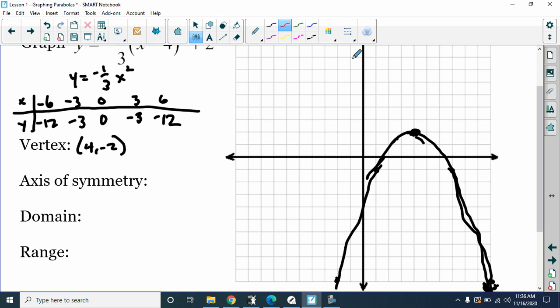If it asks for the axis of symmetry, an axis of symmetry is a line that, if I fold the graph over the line, it winds up exactly on itself. For a parabola, it's always a vertical line that goes through the vertex. Because it's a line, we write it as an equation. Vertical lines are written x equals, in this case, x = 4.